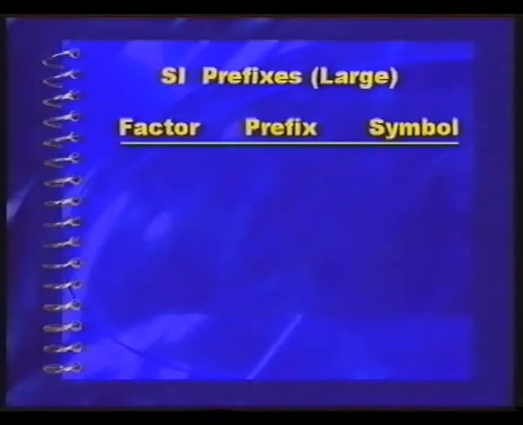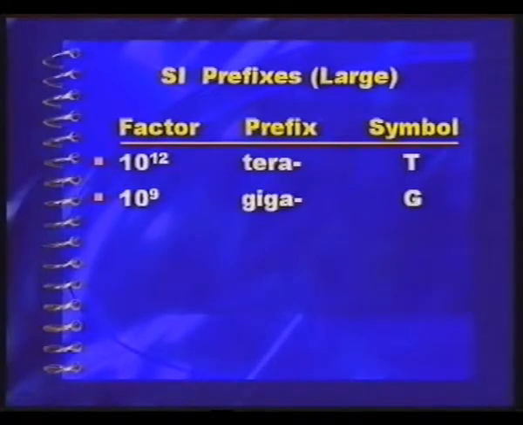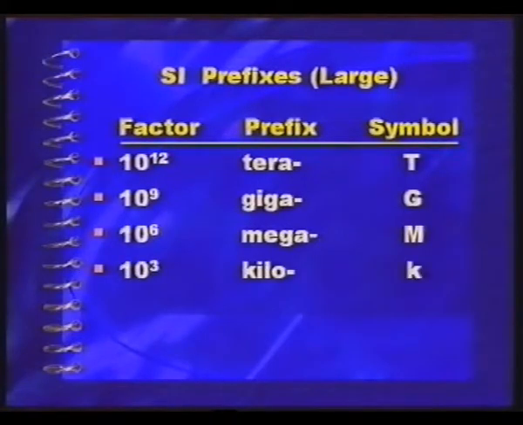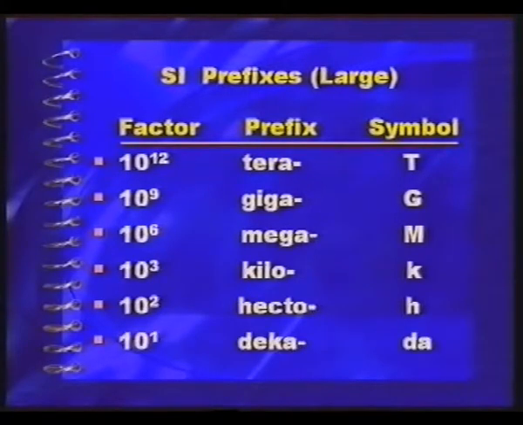If we look at some large prefixes, as they're called, then the first one we come across is tera with a symbol T, capital T. There's a giga, and you might have heard of a hard disk drive that has, for instance, 20 gigabytes. 10 to the power of 6, that means a million, is mega. 10 to the power of 3 is kilo. 10 to the power of 2, hecto, not used very much, and a deca as well. Now those are units for large measurements.